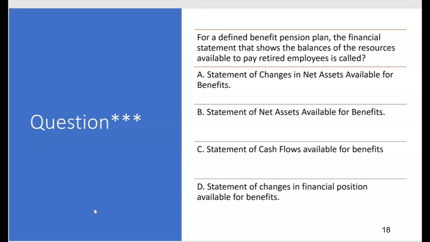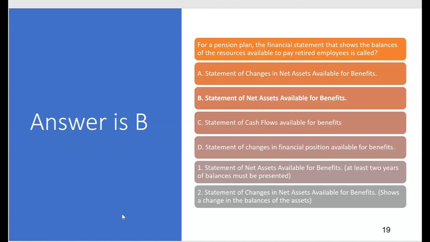How about this one? For a defined benefit pension plan, the financial statement that shows the balances of the resources available to pay retired employees is called what? That would be the statement of net assets available for benefits. That's letter B. That's like the balance sheet. It's got to show at least 2 years of balances available to pay retirement benefits.